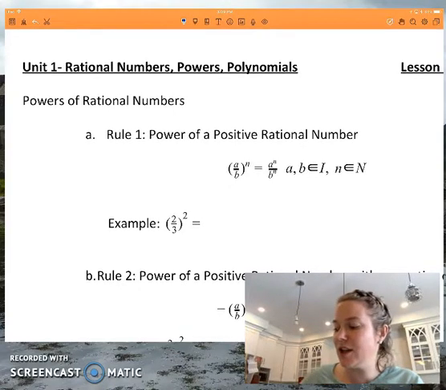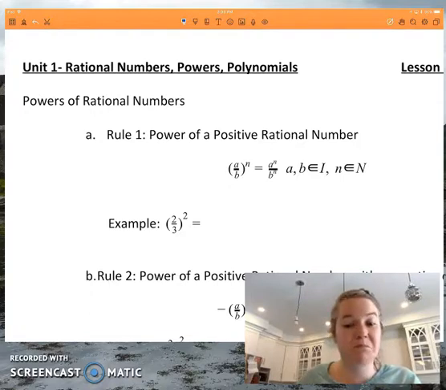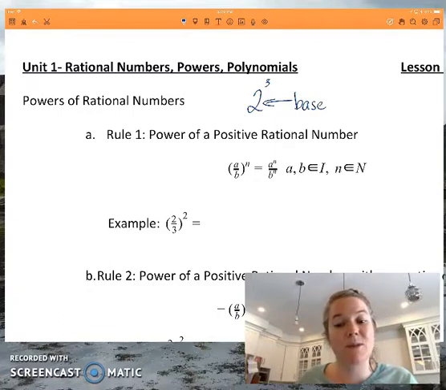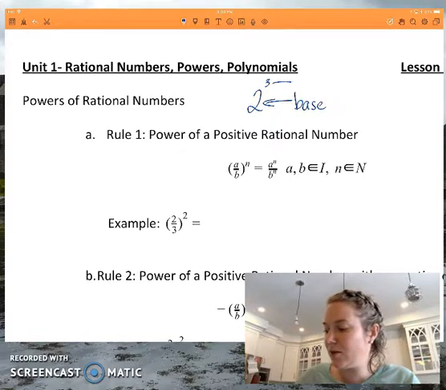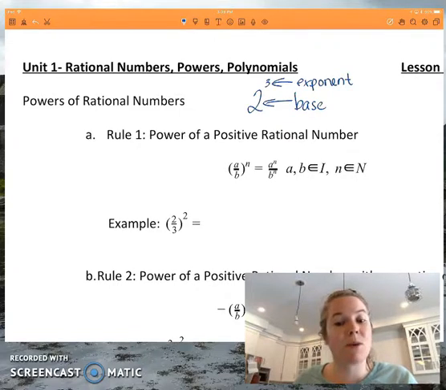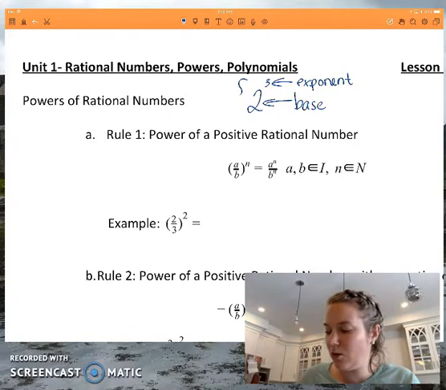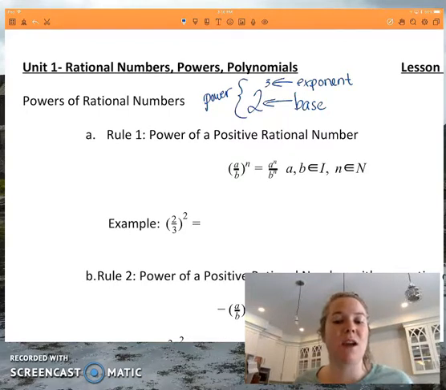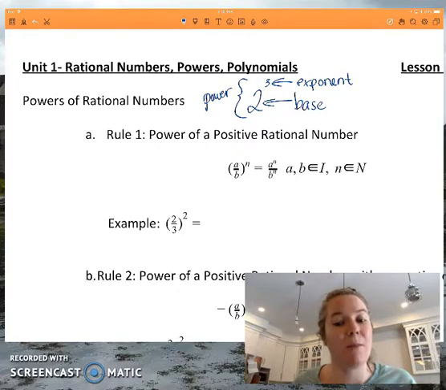Now, just to refresh, a power is a base raised to an exponent. So say we have 2 to the exponent 3. 2 is the base, so this would be called a power of 2. 3 is, of course, the exponent. Remember, an exponent tells you how many times to multiply something by itself, and this whole thing is called a power. So now instead of using a whole number base like 2, we're going to look at what happens when the base is a rational number.